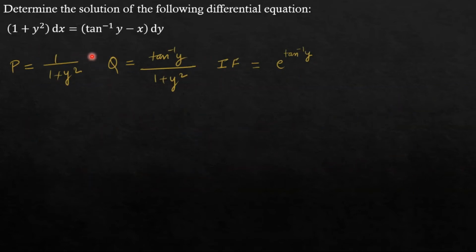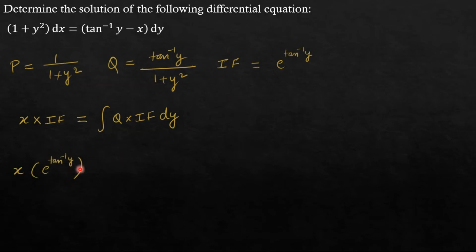The solution of the linear differential equation is given by dependent variable into integrating factor, and here the dependent variable is x, is equal to integration of q into integrating factor dy. Here we will take dy. Now put the value of integrating factor: x into e raised to the power tan inverse y is equal to the integral of tan inverse y upon 1 plus y square, that is the value of q, into e raised to the power tan inverse y dy.